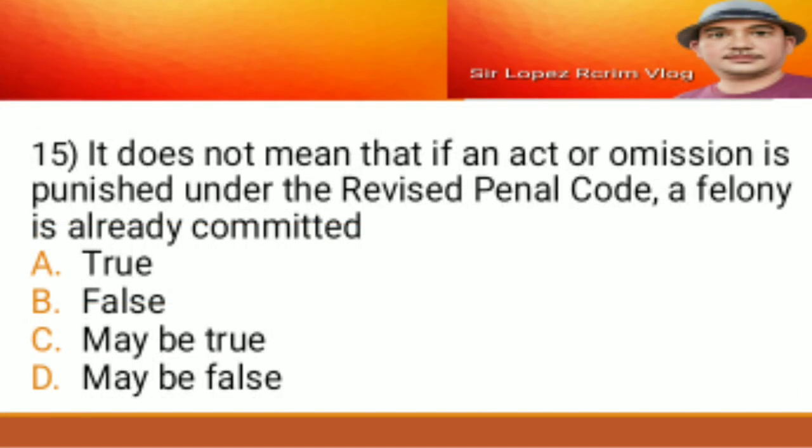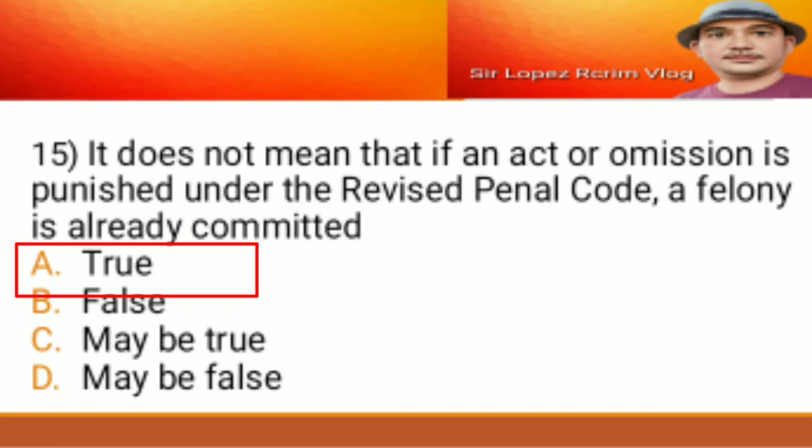Number 15. If an act prohibited is punished under the Revised Penal Code, a felony is already committed. A, true. B, false. C, may be true. D, may be false. The correct answer here is false. Okay? It does not mean that if an act prohibited is punished under the Revised Penal Code, a felony is already committed. Yes, because sometimes, even if it is punishable under the Revised Penal Code, if it is not by means of dolo or culpa, hindi pa rin ito considered as felony.